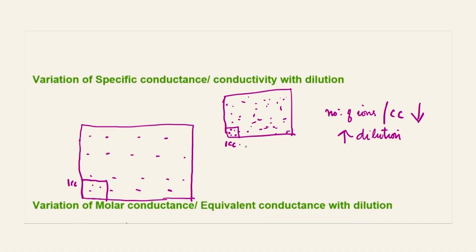When we increase the dilution, the number of ions per cc is decreasing, and we know that conductance depends upon the number of ions. Since the number of ions is decreasing, what will happen to specific conductance or conductivity? It decreases. So, specific conductance or conductivity, whatever you call it, decreases with increase of dilution. The reason for that is the number of ions per cc decreases as we go on diluting the solution.